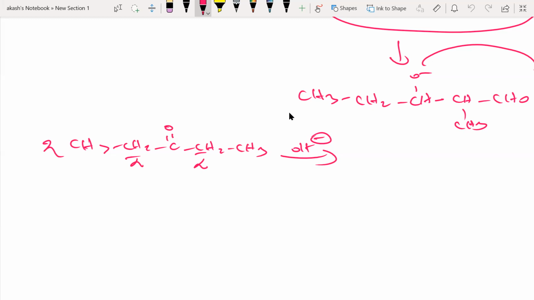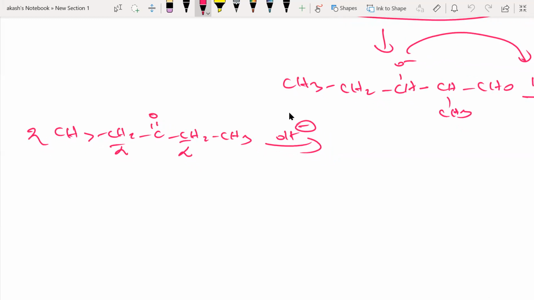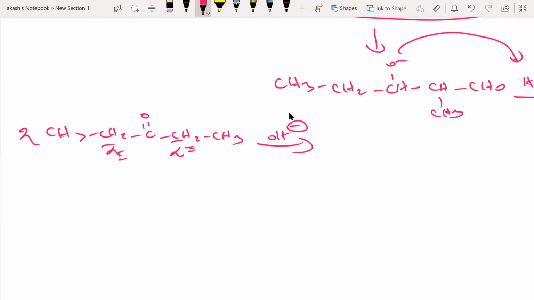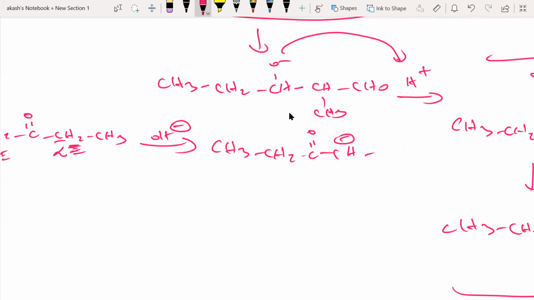Fine, people. I think I'll help you this time. If I put OH minus, either this hydrogen or this hydrogen, anything can be removed, no issues at all. Say after removing the H plus, you would have CH3, CH2, CH minus, because you removed H plus from this, and CH3. Now let me make it attack the next carbonyl carbon: CH3, CH2, C double bond O, CH2, CH3.